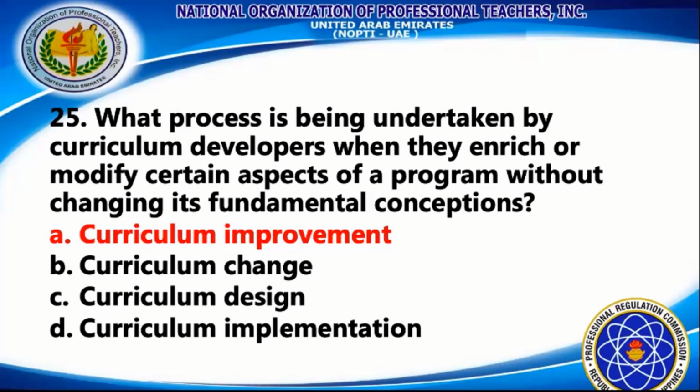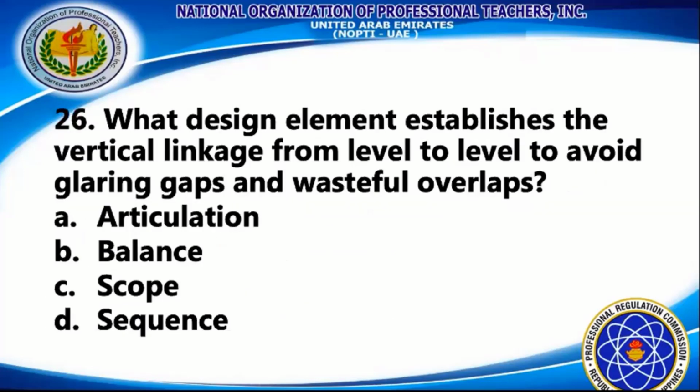Number 26. Sa design ulit. What design element establishes the vertical linkage from level to level to avoid glaring gaps and wasteful overlap? Articulation, balance, scope, or sequence? It's articulation. May vertical, di ba sabi ko kanina, interrelatedness of various aspects of the curriculum, vertical or horizontal. Ito, vertical linkage. So, we call it articulation. Yung balance, it's just the equal distribution of content. Yung scope, yun yung laman. The breadth, the depth of the curriculum. And then sequence, the order, logical order.